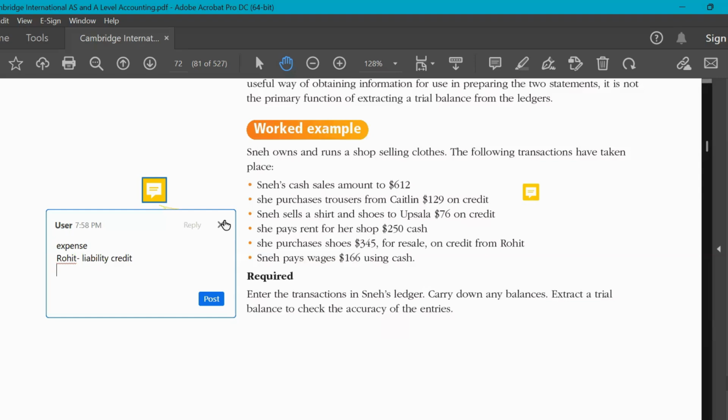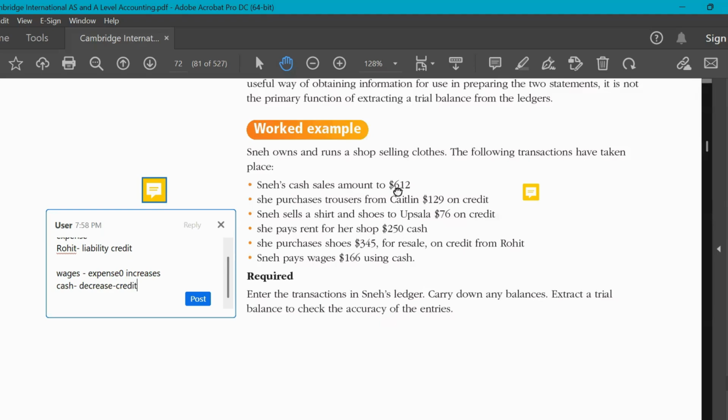Okay. So now, she pays wages using the cash. So obviously, when we say wages, it is an expense, and the expense increases. And then, of course, what happens to the cash? The cash decreases. So definitely, every time that there's a decrease of the cash, which is an asset, it will be on the credit side.